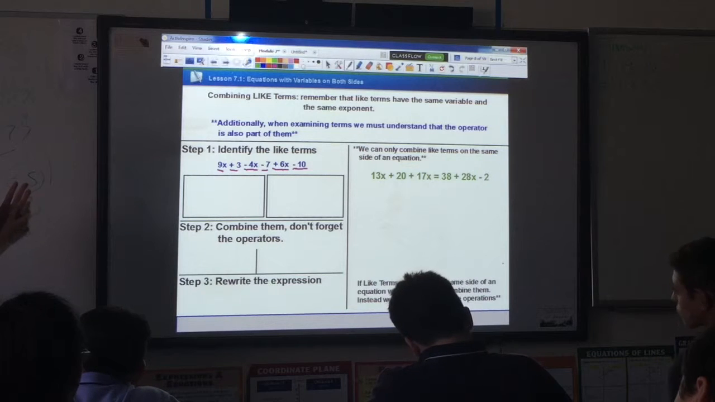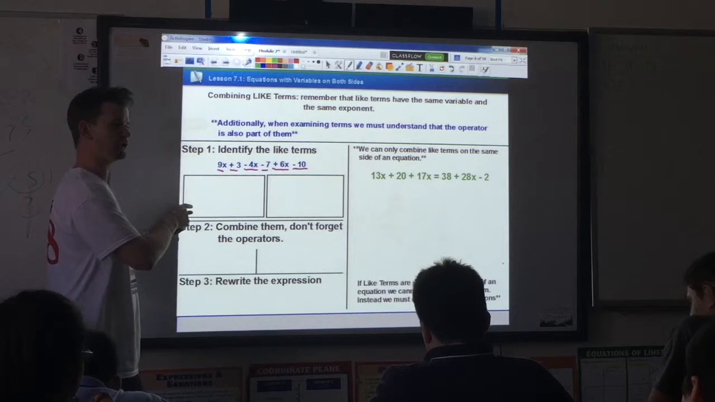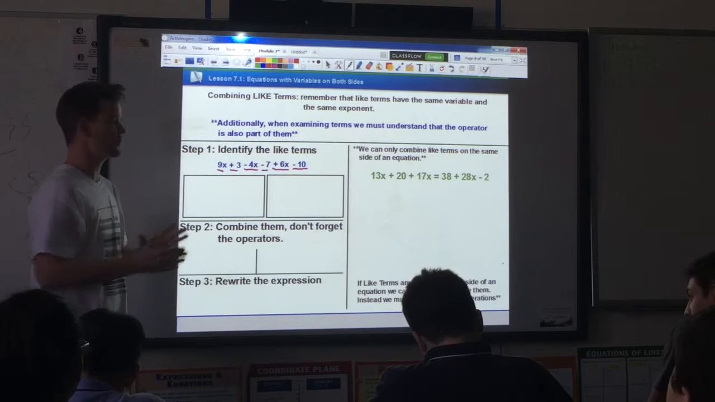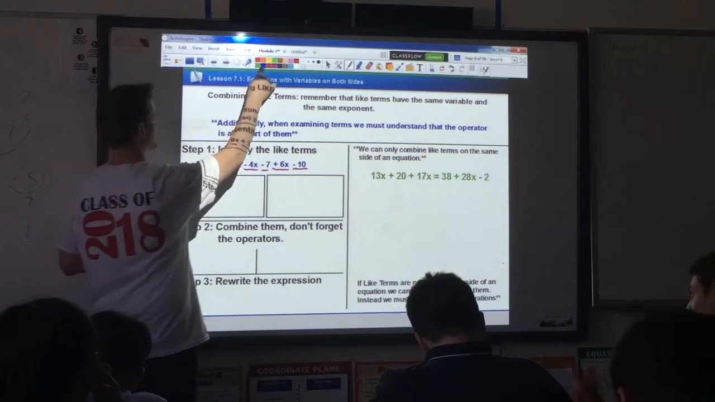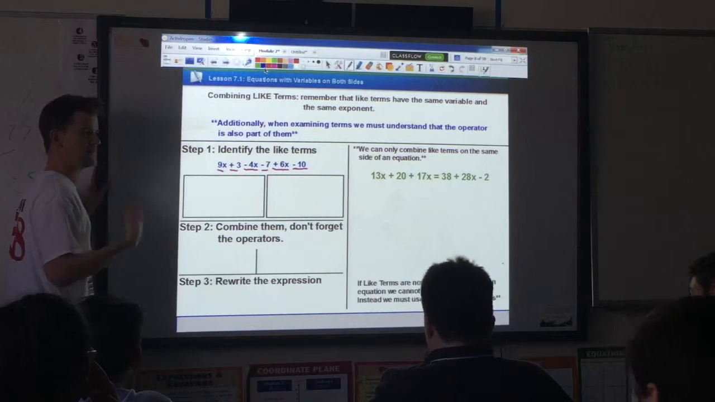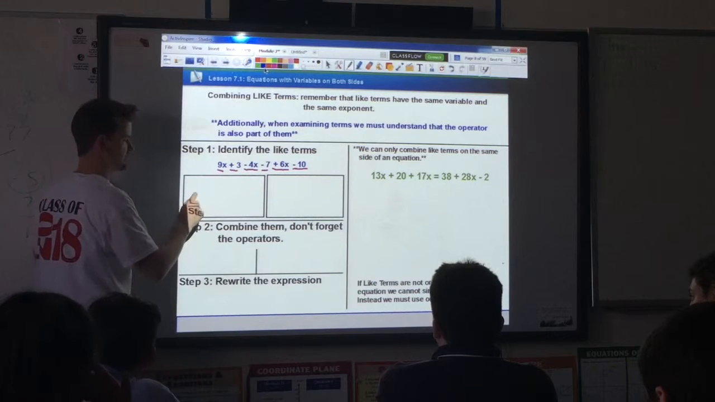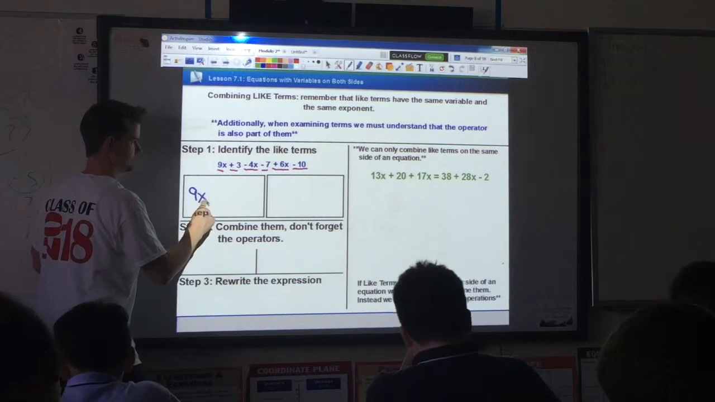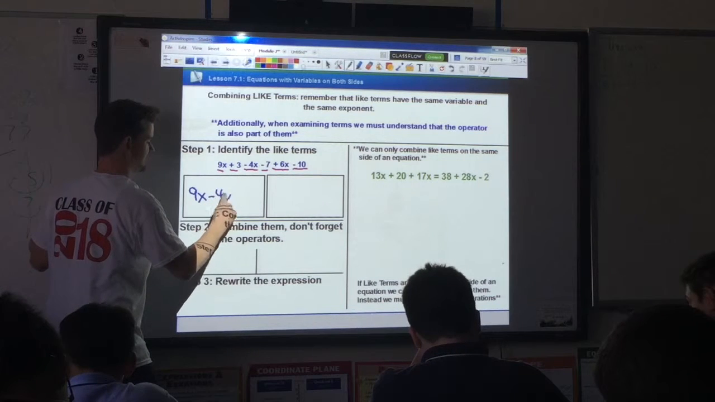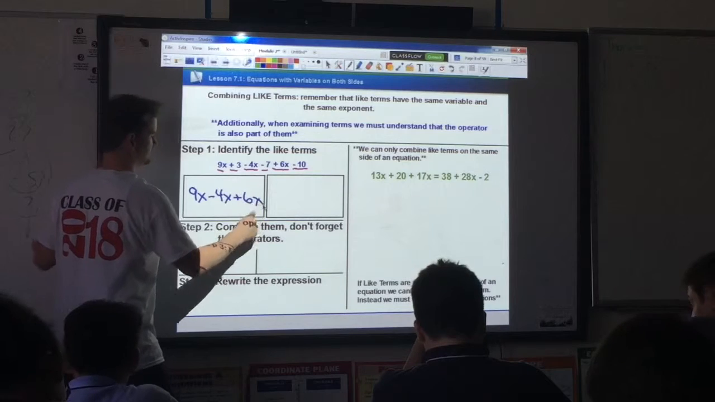Now I need to identify the like terms. I have 3 variable terms and I have 3 constants. I'm going to split them apart so that I can combine them. First, let's deal with the variable terms. Working from left to right, what are my variable terms? Positive 9x. Negative 4x. Never forget the symbol. And the next term? Positive 6x. So we split those apart.